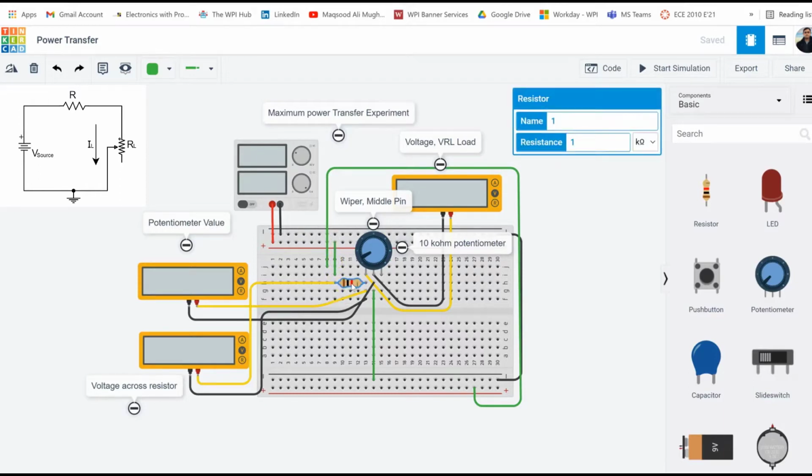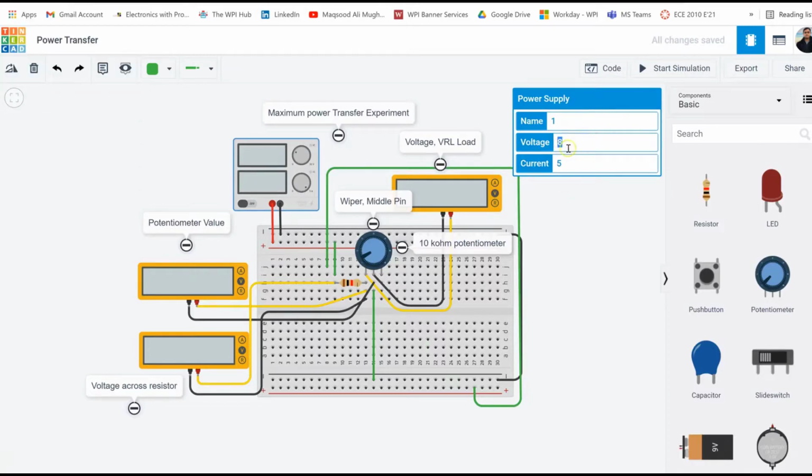This resistor is connected in series with terminal 1 of the potentiometer. Notice that the potentiometer has 3 pins: terminal 1, this is your wiper, and this is terminal 2. I'm going to connect the wiper to the ground using this green wire right here, and that's basically my circuit complete. I also have the power supply. Of course, I'm going to need a power supply. I'm going to set the voltage to 8 volts.